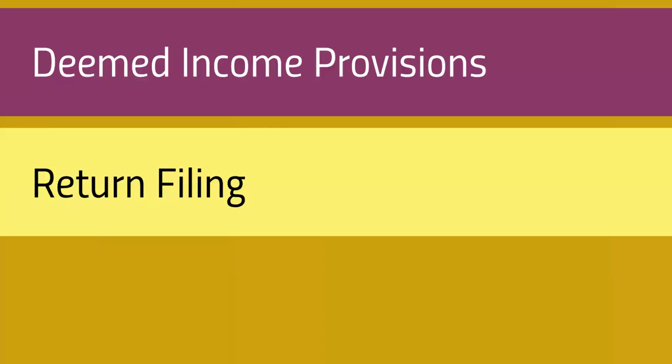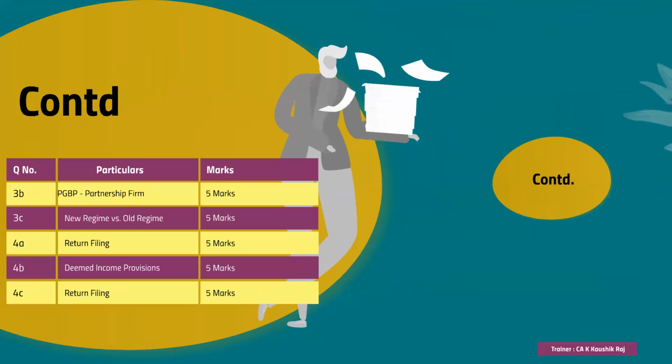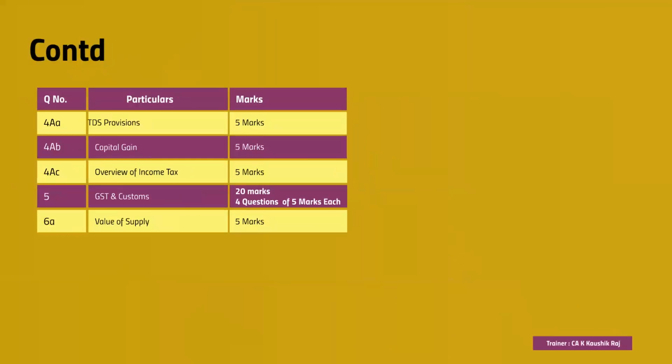The other 30 marks is coming from the heads of income. So very, very clear indication that equal importance has to be given for all the concepts, including but not limited to small and minor concepts.